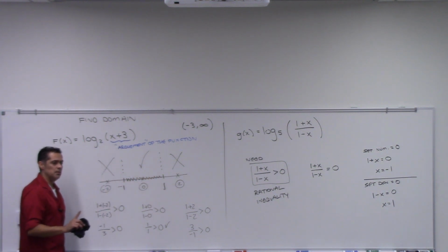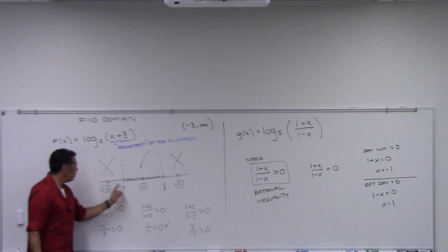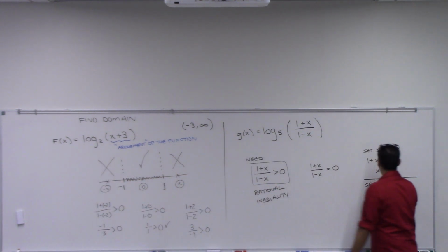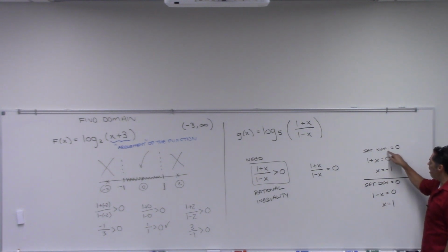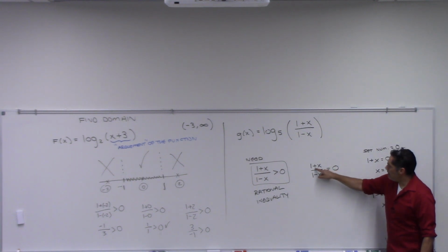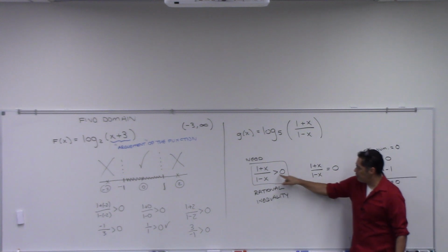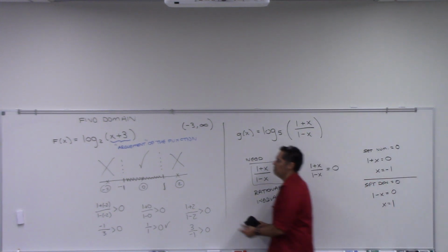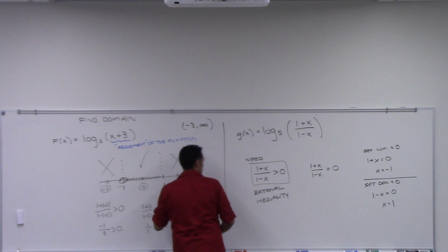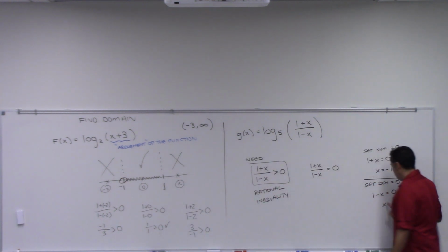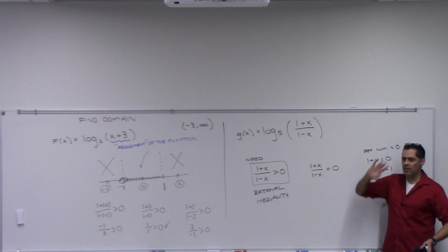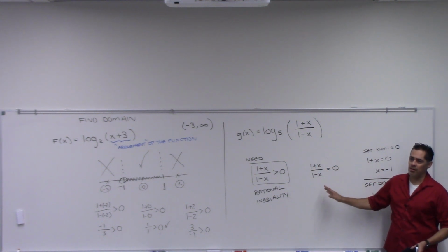So far. Do I include -1? Well, where did -1 come from? It came from here. It came from setting the top equal to 0. The top equal to 0 makes this equal 0. Do we want it equal 0? No, so we don't want -1. How about 1? Do we want 1? Well, 1 is when the denominator is 0, and you sure as hell don't want the denominator to be 0, ever. Regardless of the logarithm, we don't want it to be 0, right?